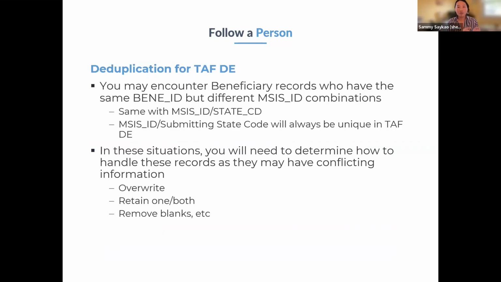So I talked about this really briefly, but sometimes you will encounter the same Benny ID but different MSIS ID combinations. This can also happen if you're working with MSIS ID and state code. In these situations, you'll have to determine how to handle these records as they can have conflicting information. So things you can do: you can overwrite them, you can retain one, retain both, remove blanks, choose certain things to prioritize. Ultimately, it's dependent on what you need, but I just want this at the back of your mind because it is something that you'll sort of bump up against.